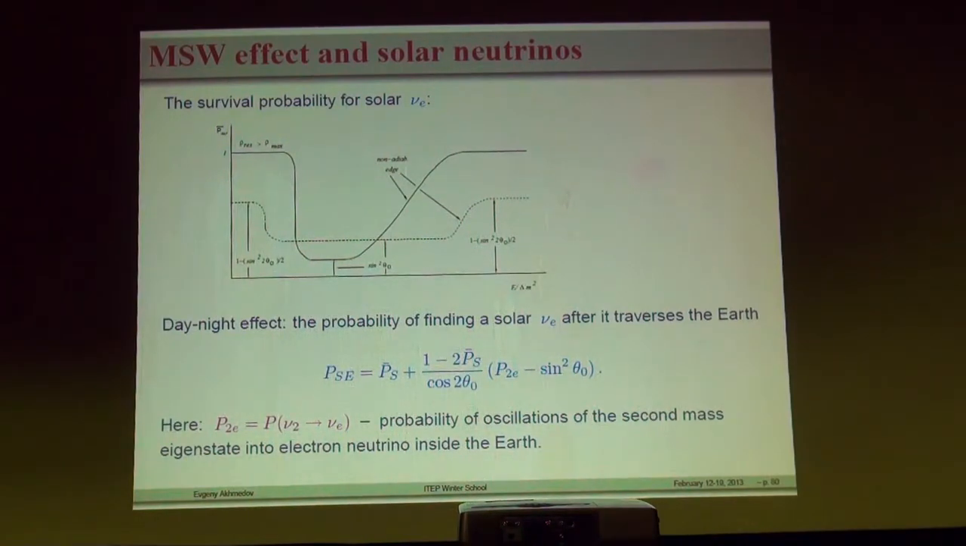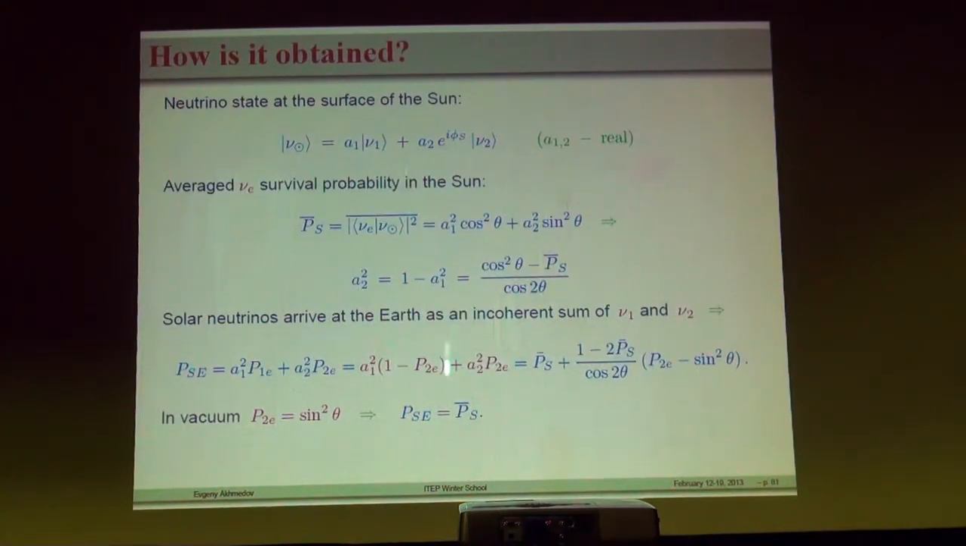So I told you that neutrinos which arrive at Earth, coming from a very long distance like the sun, are not flavor states, but they are in the mass eigenstates. And we can express everything in terms of the transition of the second mass eigenstate into electron neutrino, because for the first mass eigenstate, by unitarity, we can immediately get the probability as 1 minus P2e. So this formula is actually also very easily derived. And here you will find the derivation. But again, I don't have time to go through it, unfortunately.